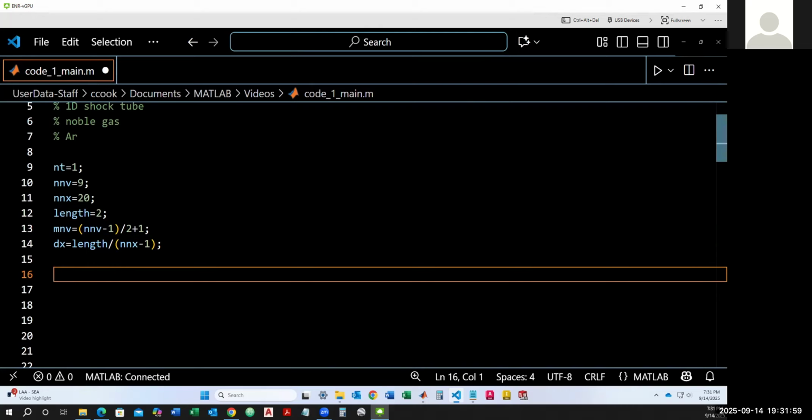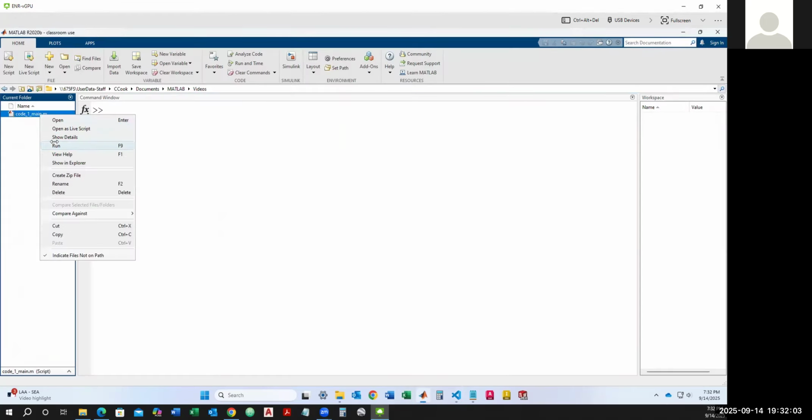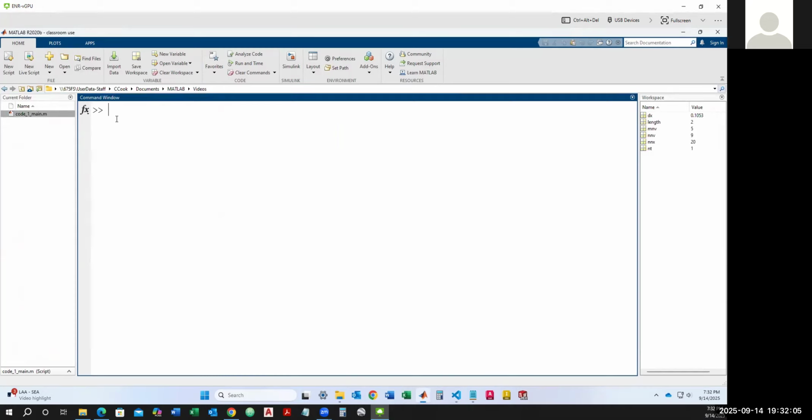All right, so let's save this and run it. So NT is 1, NNX is 20, and NNV is 9. Our middle velocity node number is 5 because NNV is 9. DX for now is 0.1.